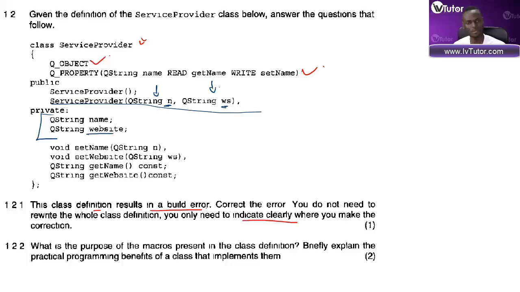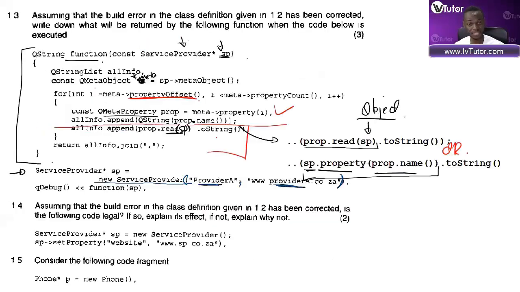So in other words, by looking at this information, you can figure out that, okay, we are making a new instance of a service provider and giving it a name and a website, right? That is what this line is doing. And the name being given is provider A, and the website being given is this guy here, www.providera.com, right? That is what we are giving this class. So now we know that in this particular instance, SP, the name is provider A, the website is this website.